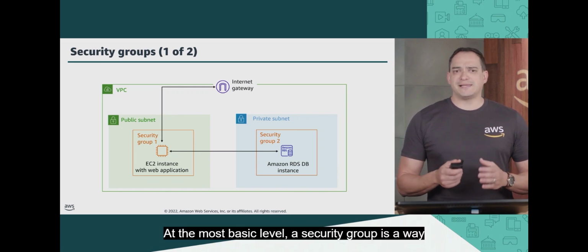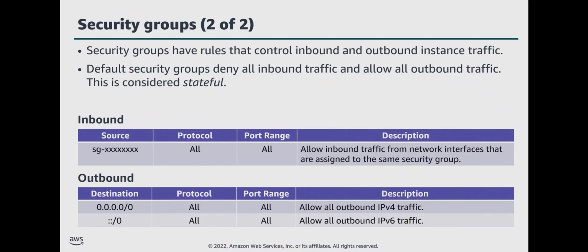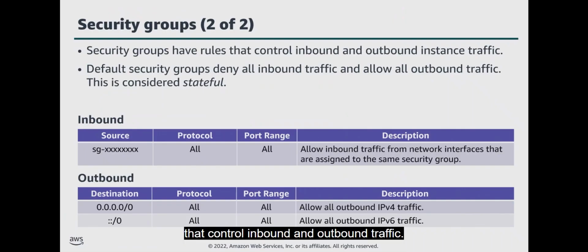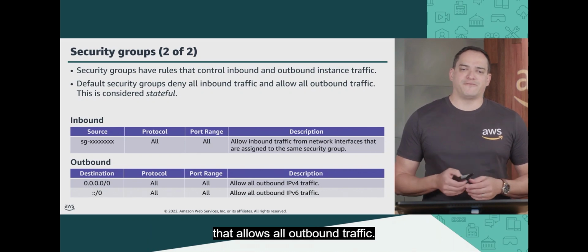At the most basic level, a security group is a way to filter traffic to your instances. Security groups have rules that control inbound and outbound traffic. When you create a security group, it doesn't have any inbound rules. Therefore, inbound traffic that originates from another host to your instance isn't permitted until you add inbound rules to the security group. By default, a security group includes an outbound rule that allows all outbound traffic.